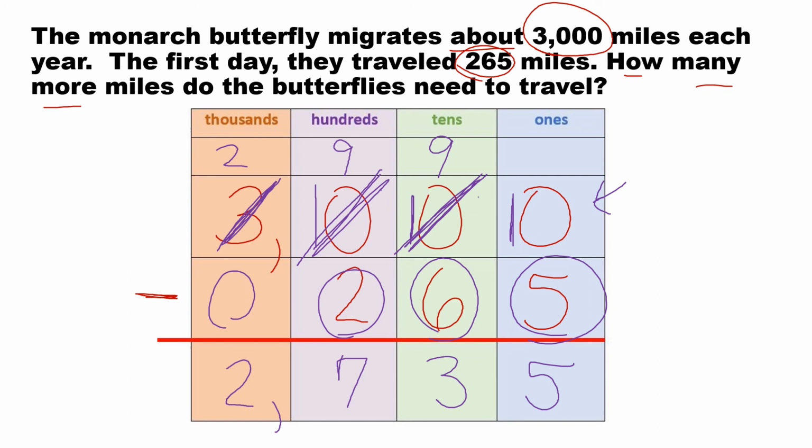So I'm looking up here, and I'm going to reread my sentence and see if I answered it correctly. The monarch butterfly migrates about 3,000 miles each year. The first day they traveled 265 miles. How many more miles do the butterflies need to travel? And I feel really confident that they need to travel 2,735 more miles to reach 3,000.